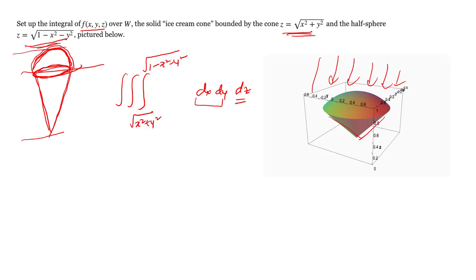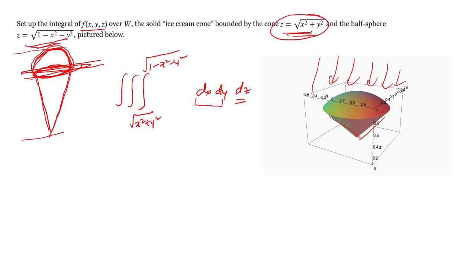So right at this interface, that's the circle that we want to map out. We have the cone equal to the hemisphere. So we have the square root of x squared plus y squared equal to the square root of 1 minus x squared minus y squared, right?